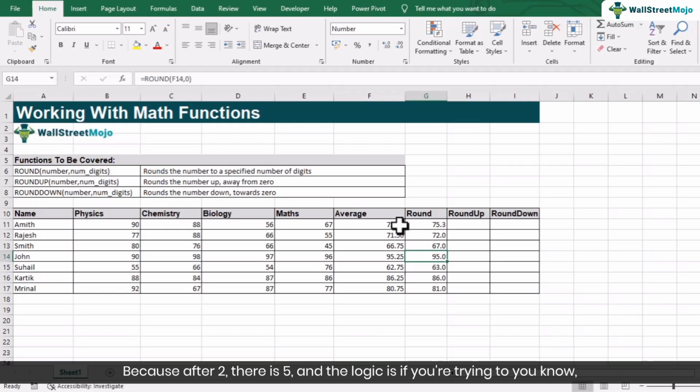And the logic is, if you are trying to round it to the first decimal place, it will look at the next digit and see if it is 5 or more than 5, then this 2 will get moved to the next level, which is 3. In this case, 5 will look at its next number. Oh, it's 0. So it's less than 5, so it will not move. It will remain 71.5. And this logic will again be applied just like the previous one, and accordingly these numbers would be generated.